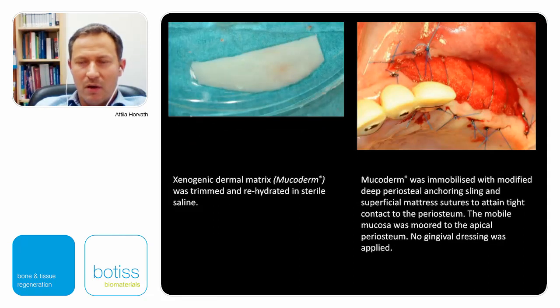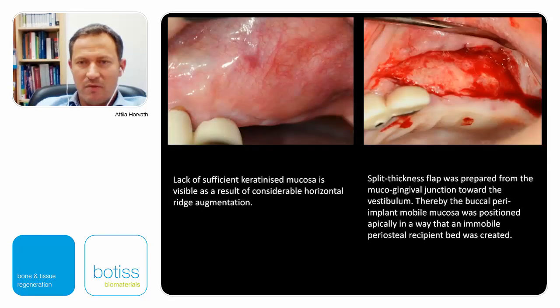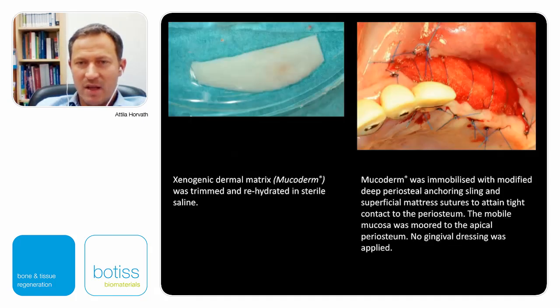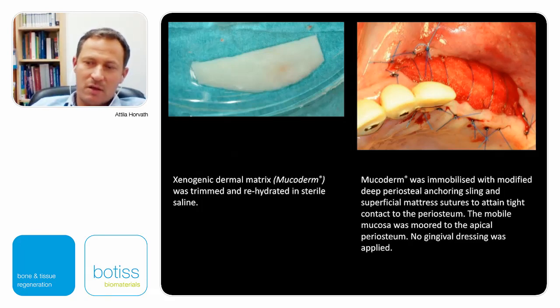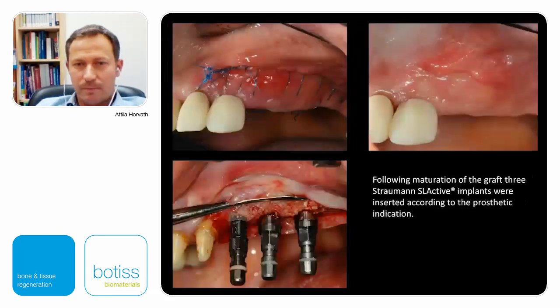So after the bed preparation, from the previous slide, you can see on the right-hand side there's a split thickness flap preparation that's quite crucial. You will see it in more detail in later slides, step by step. We trimmed and rehydrated the mucoderm and placed it on the recipient bed, quite a nice amount. Imagine if it was an FGG, it would be quite painful for the patient. And with tight contact on the periosteum, we sutured and immobilized it with periosteal stitches.